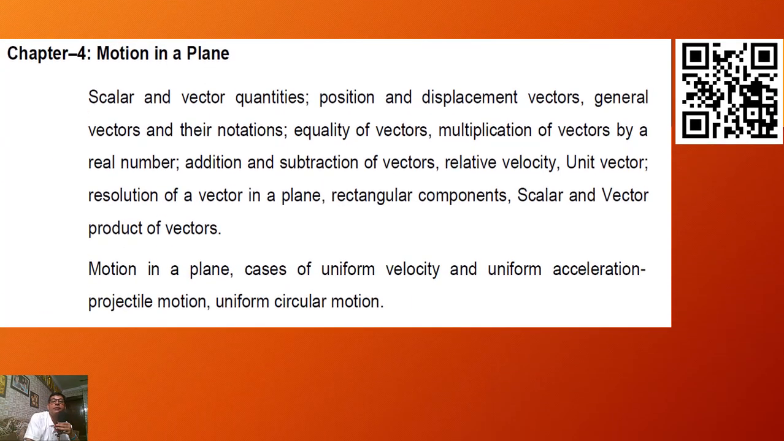Motion in a plane. Here you have relative velocity and vector addition, and projectile motion. This part you can study through this QR code scan. You can pause this video and scan this QR code.